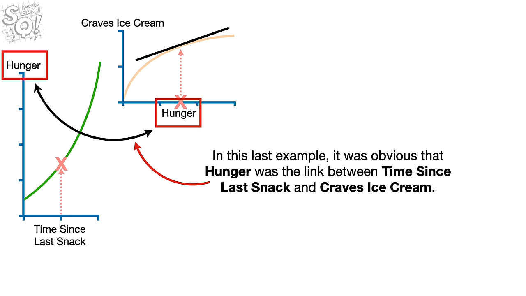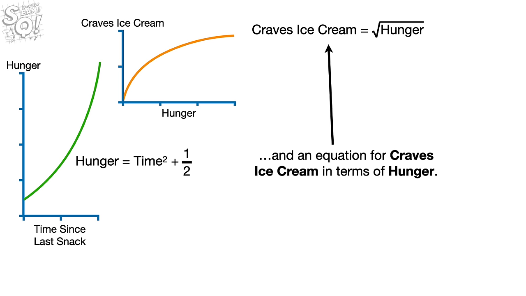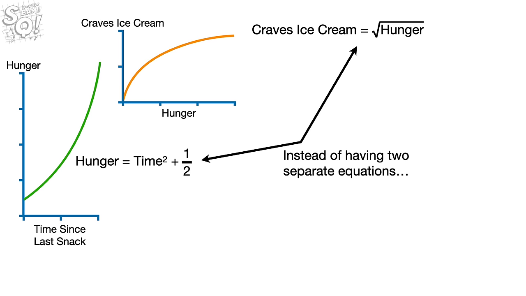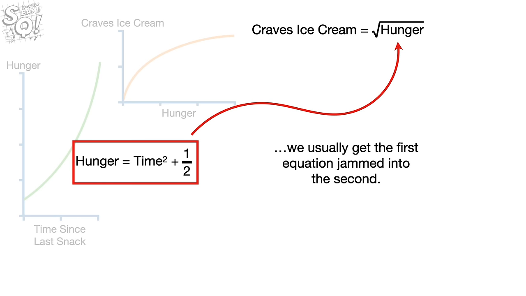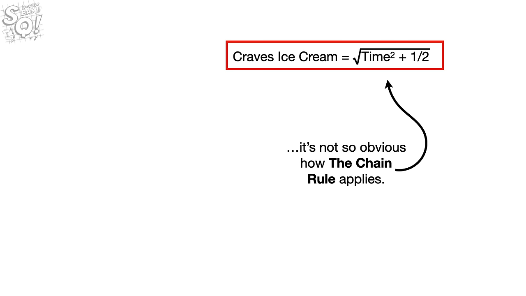In this last example, it was obvious that hunger was the link between time since last snack and craves ice cream. And we had an equation for hunger in terms of time, and an equation for craves ice cream in terms of hunger. However, usually these relationships are not so obvious. Instead of having two separate equations, we usually get the first equation jammed into the second. And when all you have is this, it's not so obvious how the chain rule applies.